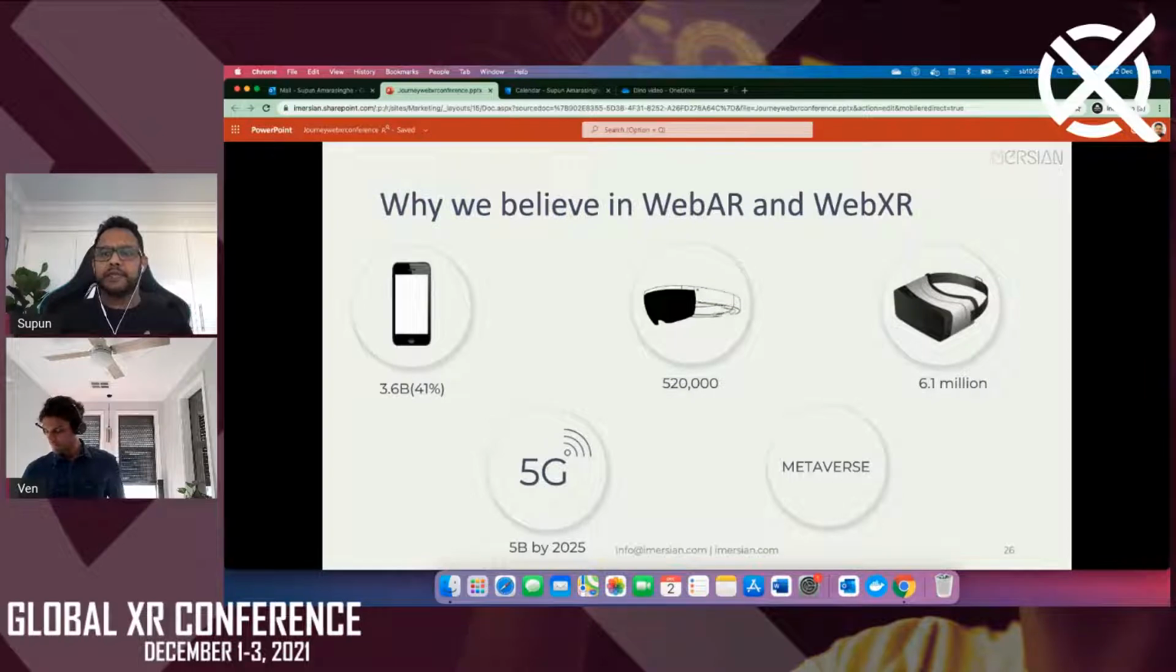At Imersian, we develop our core technology with a WebXR first approach. I like the WebXR API mainly as a developer. I can develop one application that will run across multiple devices. It can be HoloLens, it can be Oculus, or mobile browsers. And the WebXR API is rapidly evolving.